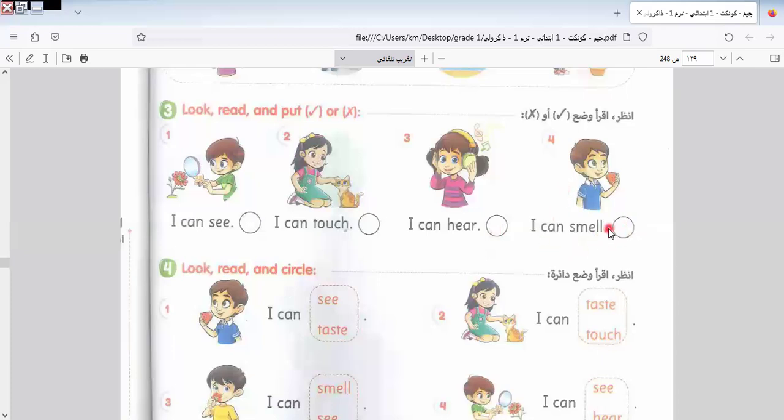I can smell. No, no, it's not smell. What is this? This is taste. Okay, you must know this is taste, not smell. Let's continue the rest of the exercise here.